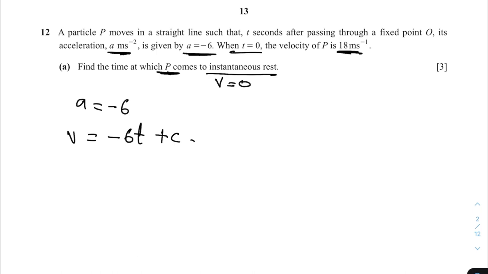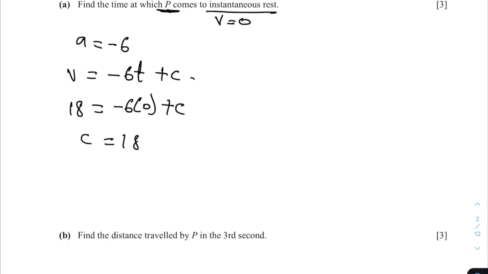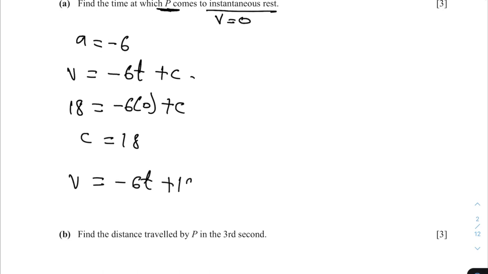Now, once you have something like this, it means that we need some parameters in order to find the constant c. They told us that t is 0 and the velocity is 18. So velocity is 18 when t is 0. That gives us c equals 18. So we can say that the velocity itself is negative 6t plus 18.